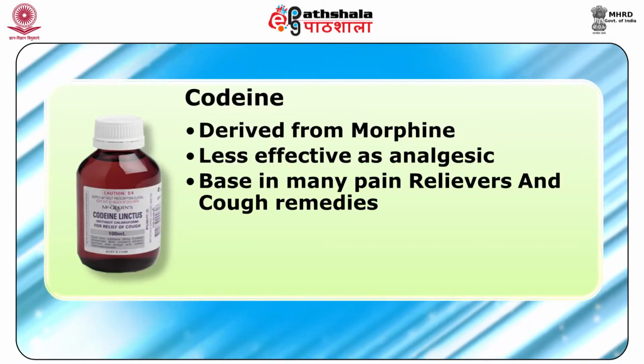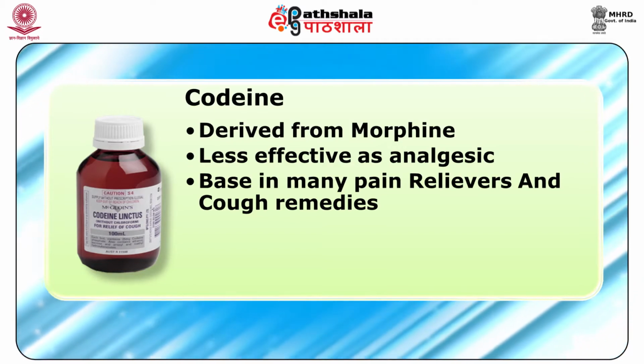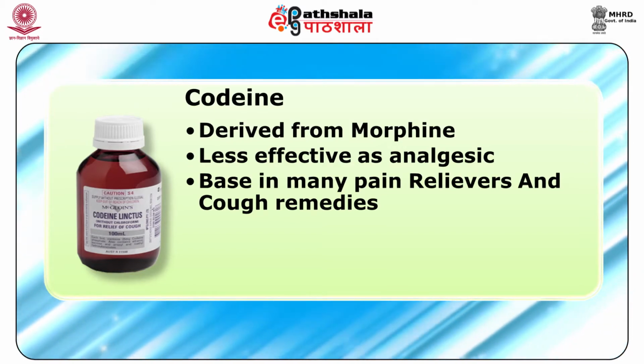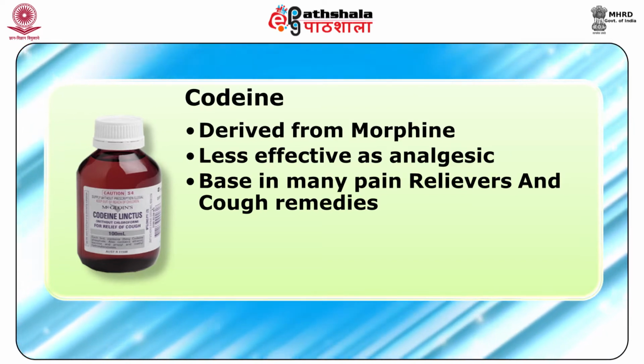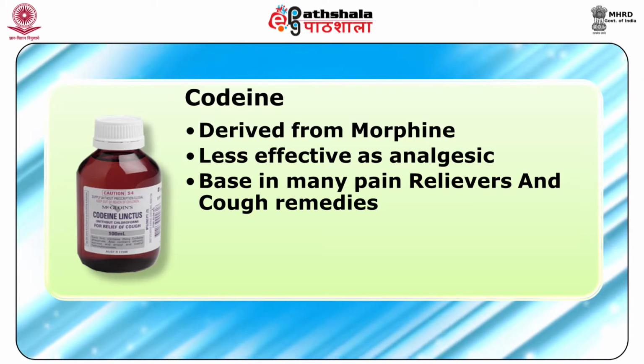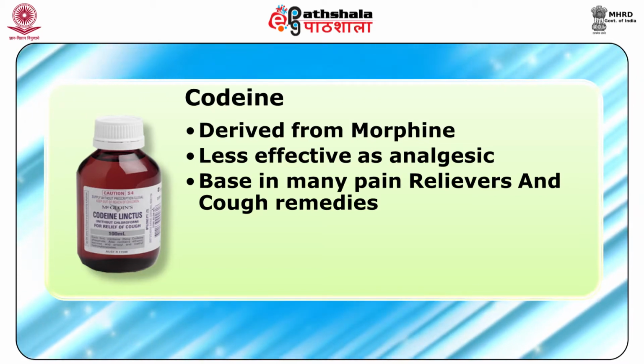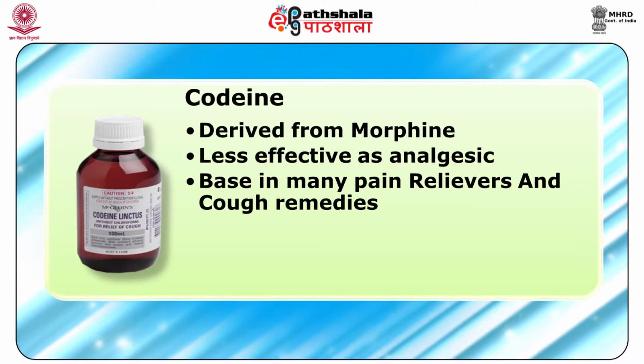Codeine. Codeine is also derived from morphine, but it is less effective as an analgesic, and it acts as a base in many pain relievers, and in very minute quantity it is also used in some cough remedies.